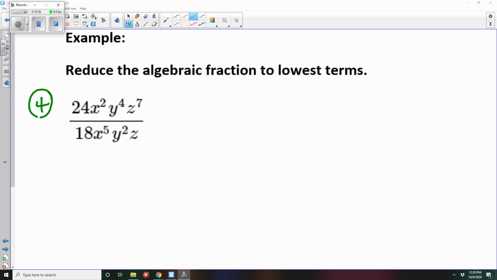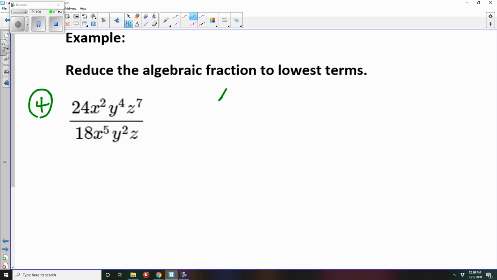So as far as it goes, take a step. We are given 24x squared y to the 4th z to the 7th over 18 x to the 5th y squared z. Now, these have certain directions, but we took a little bit of them back when we did our polynomial rules. In that we had to remember when we multiply polynomials, we multiply the coefficients and we add the exponents. So does anybody remember what we do if we're dividing? You got to subtract the exponent.